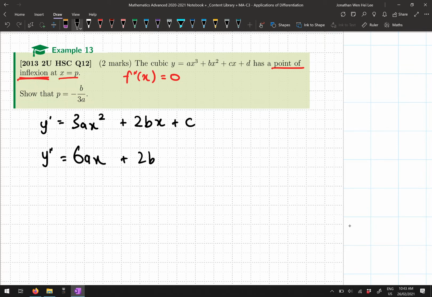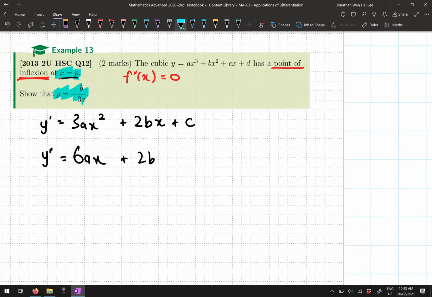Now we want to solve when this is equal to 0. At what condition on x? X is equal to P. Excellent. Here, notice we've got x is equal to P. So we want to show in the end that P is equal to this guy here.